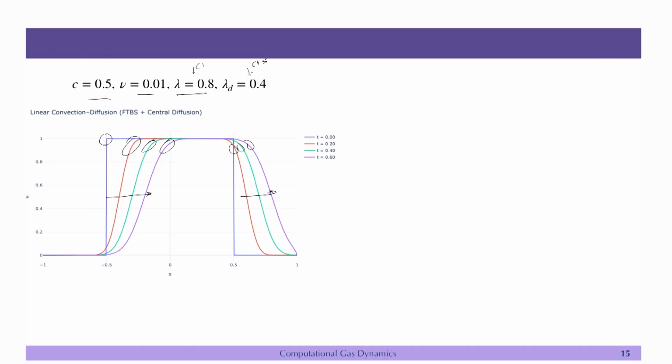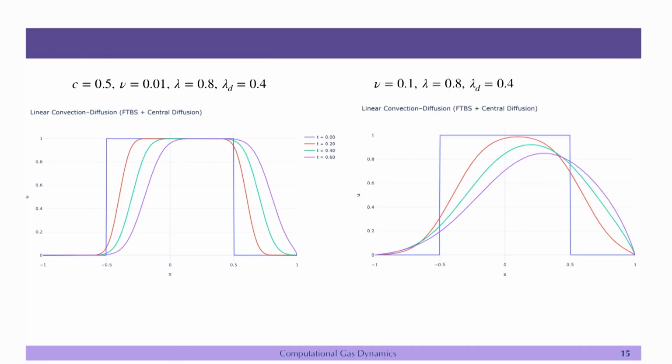And if you have higher diffusion, this is how it will start going to the right hand side, right. So, this is the linear convection diffusion using FTBS for convection and the FTCS central scheme for diffusion, right. This is purely because we are using a higher value of nu, so it diffuses much faster, and it is propagating at the same speed as earlier, which is equal to 0.5.